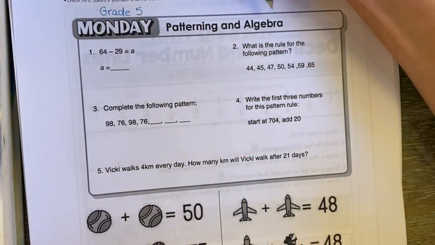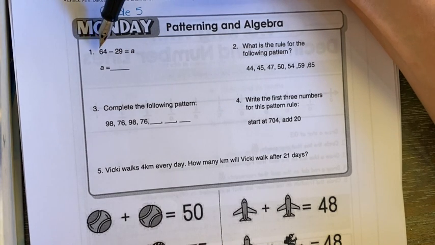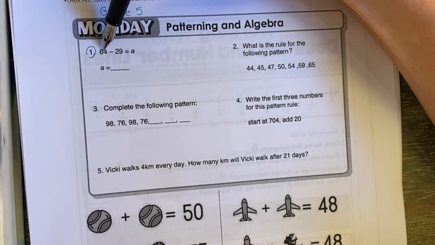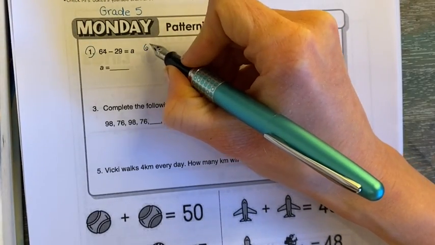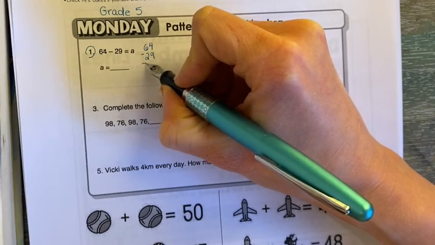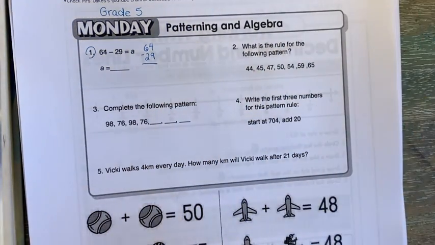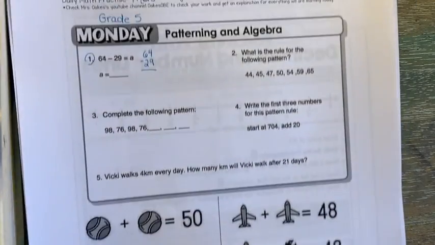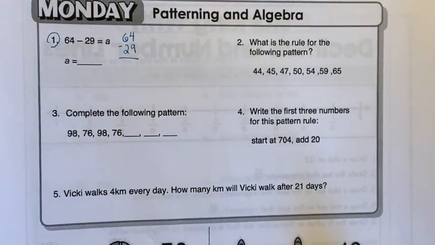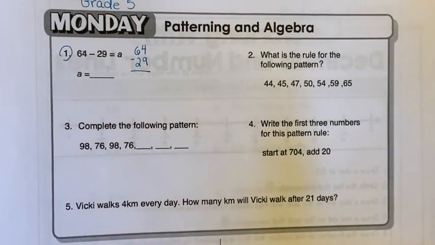Okay, so we're going to start with this one. Monday is patterning in algebra. It says 64 subtract 29 equals A. Now, all you have to do is subtract 29 from 64, and you're going to do this yourself. You take 64, you take 29 away, it'll tell you what A is. And this is algebra, which is the same as the mashup math. I'm just giving you a few algebra questions this week because I think it's an important thing to practice.